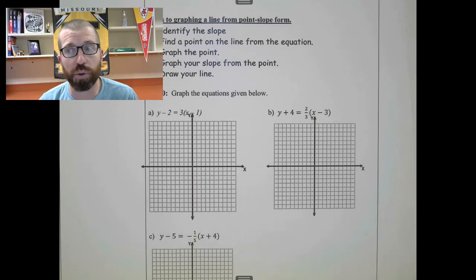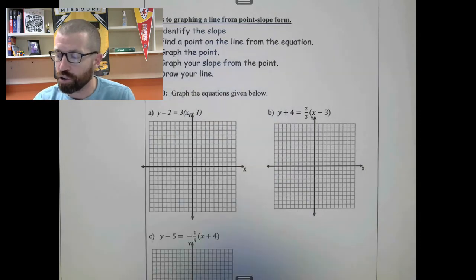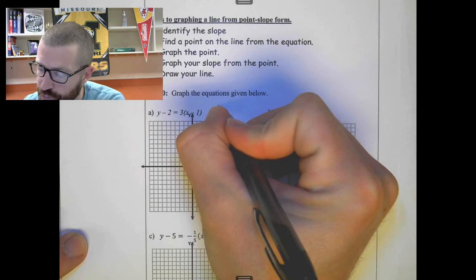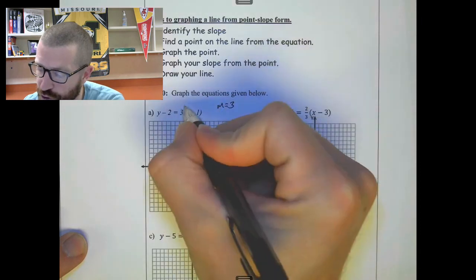It gives you more practice with algebra skills and solving equations, but it's also not necessary. So we'll do this both ways. We'll start with the quick way, which is just to follow the steps here. So first, identify the slope. So m is equal to 3, because that's this value here.